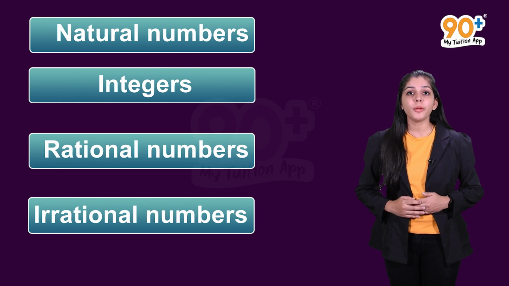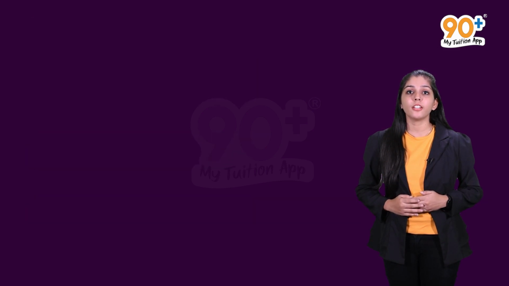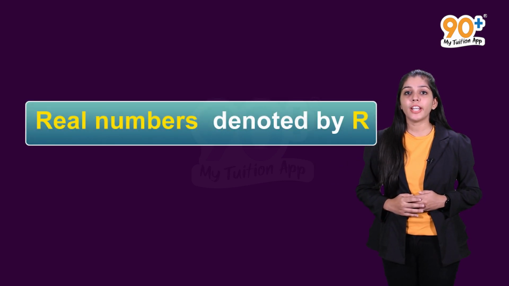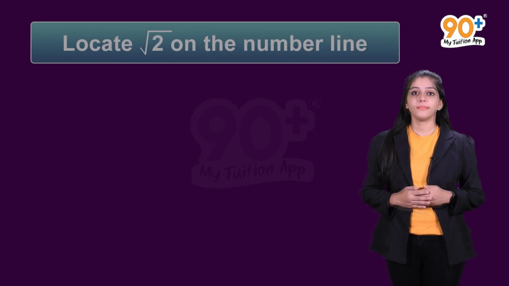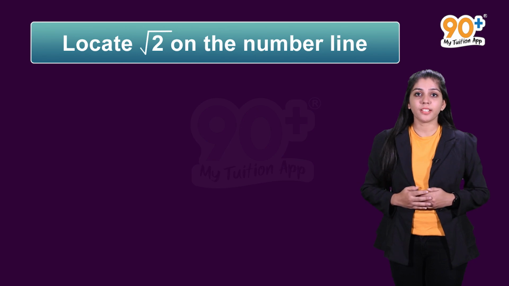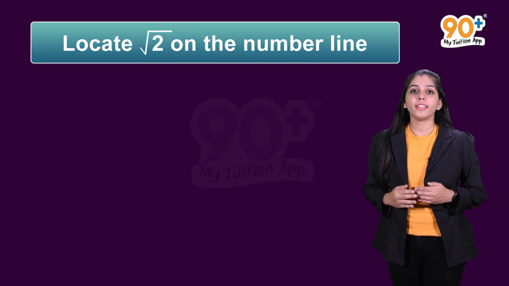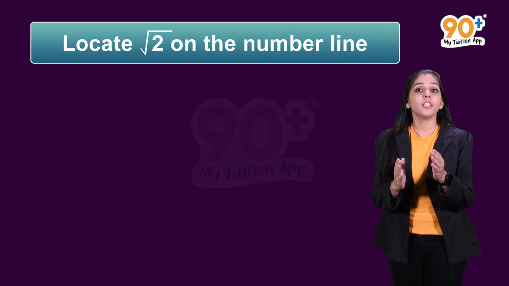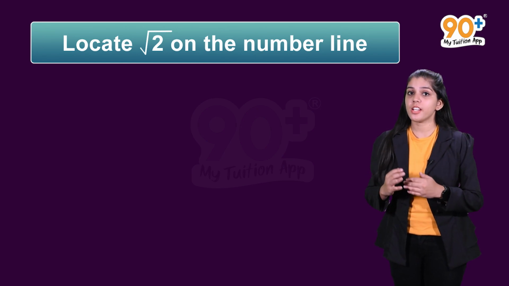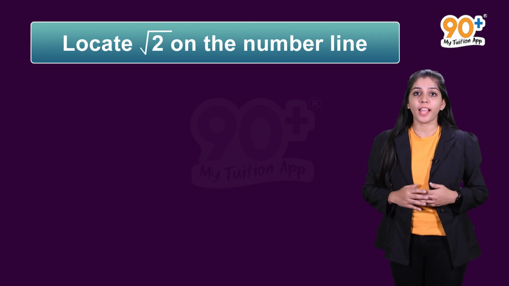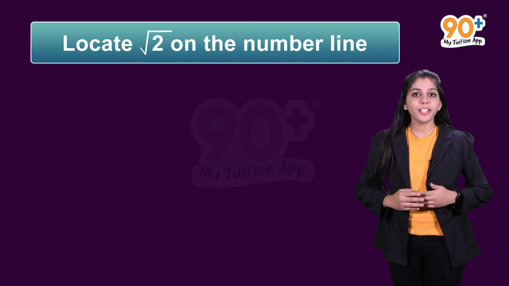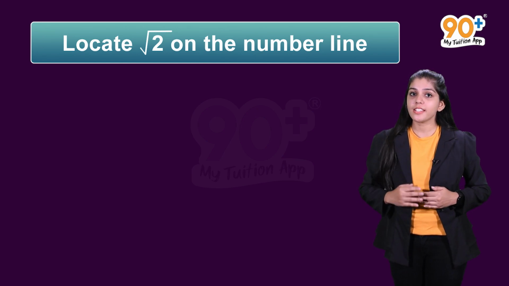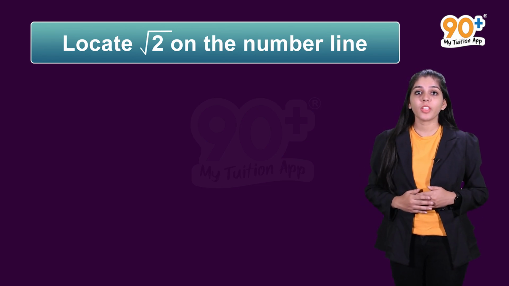All these sets of numbers together form a collection called real numbers, denoted by capital R. Let's discuss an example. Locate root 2 on the number line. Students, you know how to represent rational numbers and integers on a number line. Do you think it's quite difficult to locate an irrational number on a number line? Don't worry, I will make it easy.